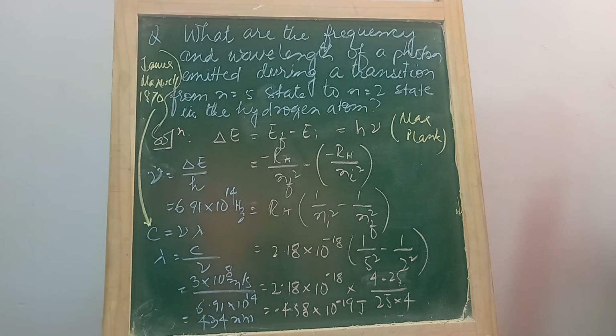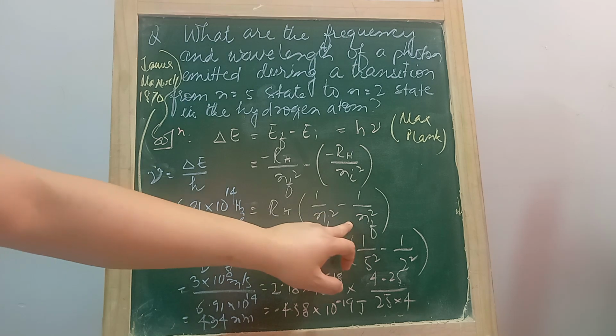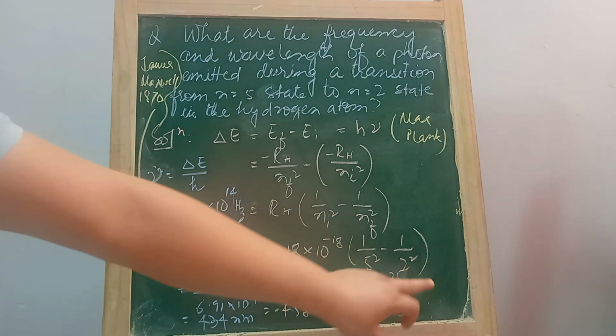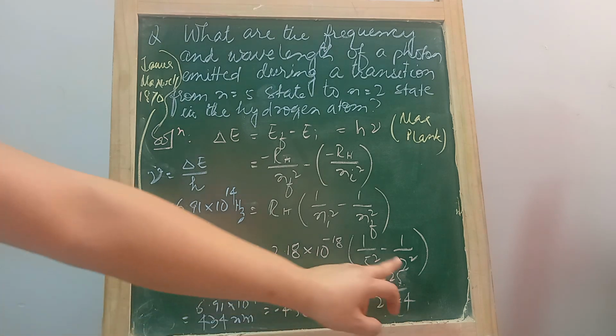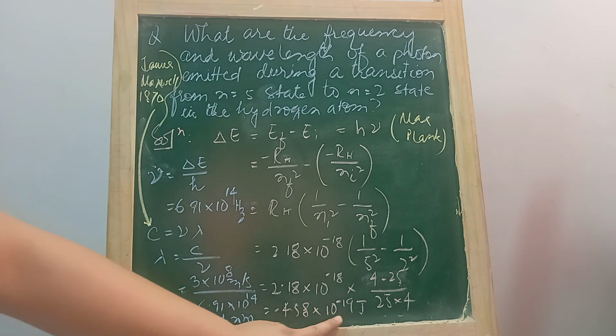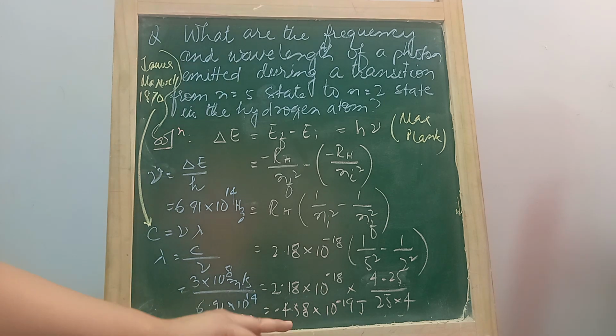So this is the initial quantum number minus the final quantum number. Initial was 5, final was 2. So it becomes 4 minus 25 in the numerator, which will be negative. So it's negative 4.58 into 10 to the power minus 19 joules. So what does this negative mean?